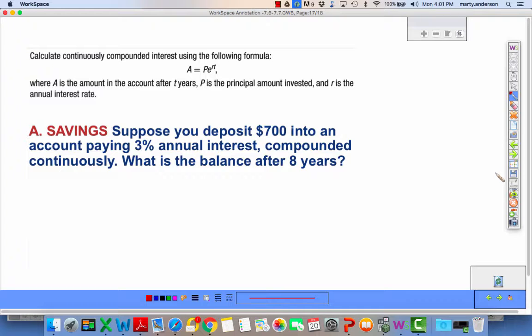Compound interest formula called the PERT formula. Always remember it by the shampoo model. PERT, P times e to the RT. P is the principal. That's the initial investment. This is very similar to y equals a times b to the x. E is just a number. R is the interest rate. T is the number of years.